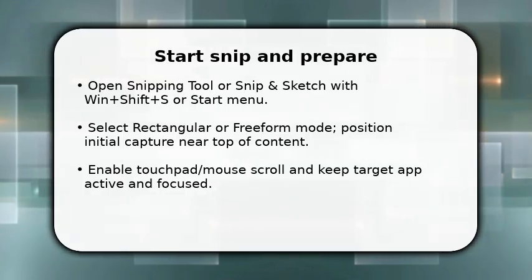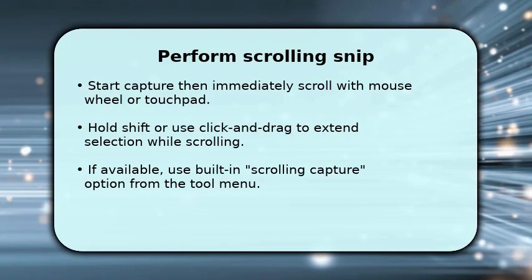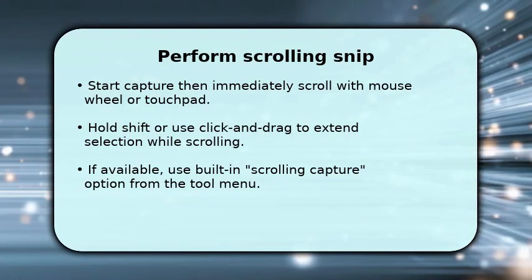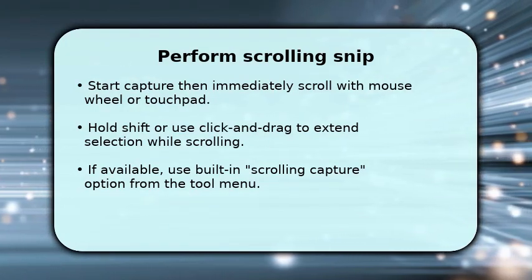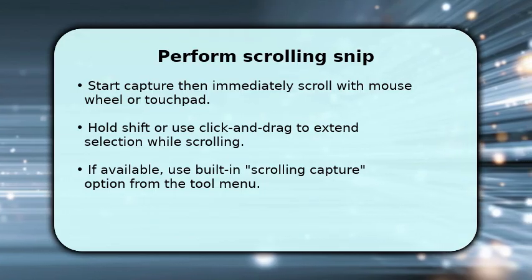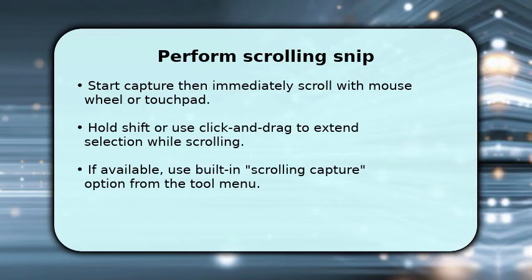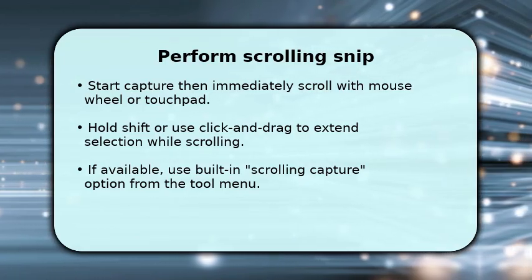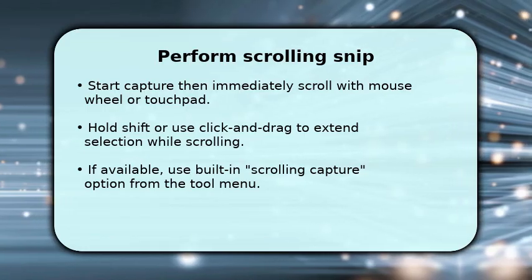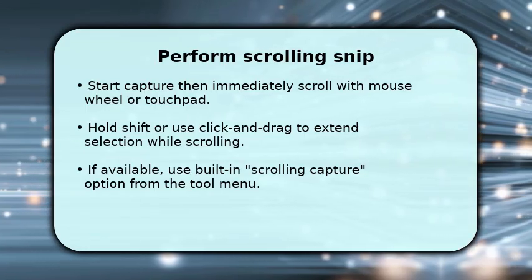You now perform the core action. Start the snip and scroll. After initiating the capture, scroll the content slowly with your mouse wheel or two-finger touchpad gesture so the tool continues to select new areas. If you need to enlarge the area, hold and drag the selection edge while scrolling to include more content. This overlays continuous capture.